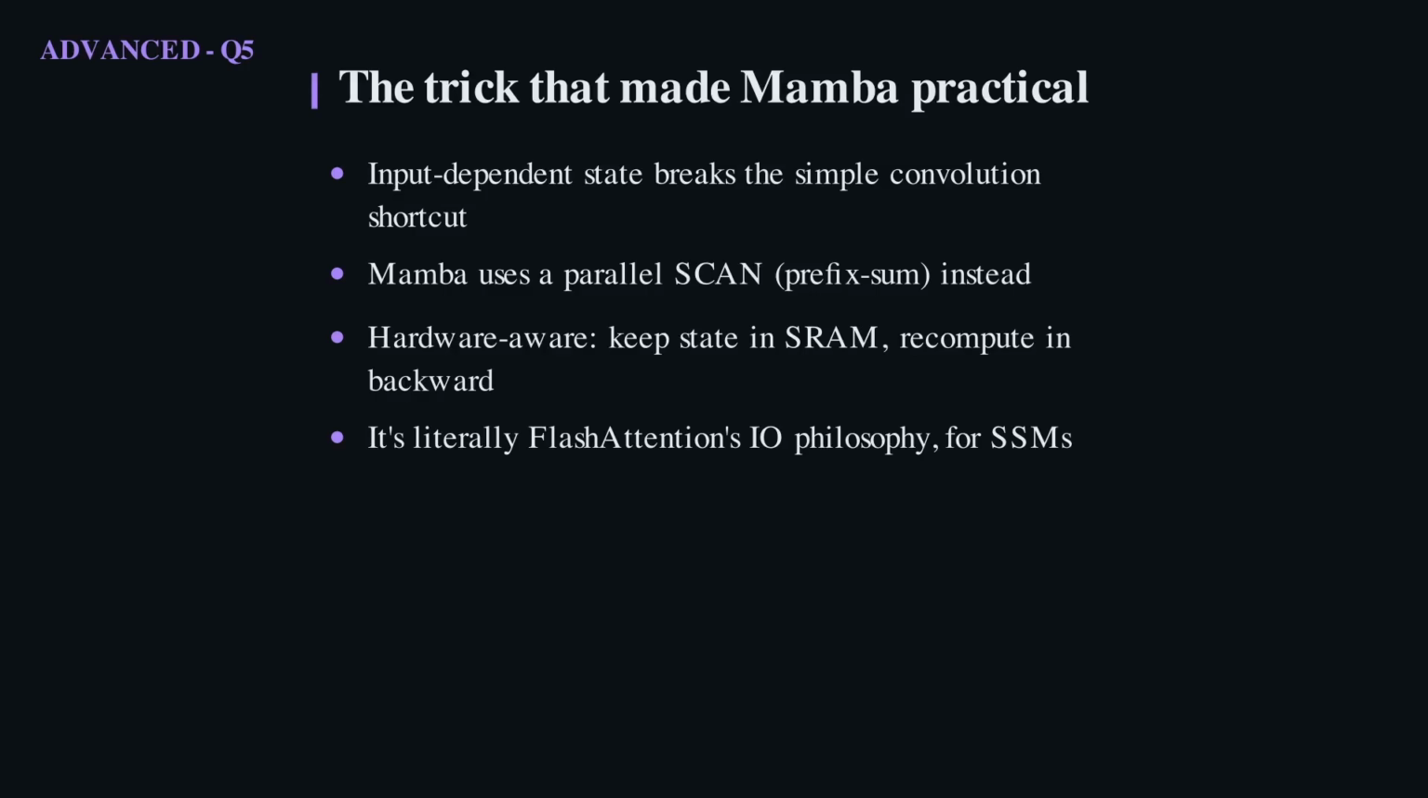Mamba's selectivity, making the state transitions depend on the input, breaks that shortcut. A naive sequential loop over thousands of steps would be hopelessly slow on a GPU. So Gu and Dao reformulated it as a parallel scan, the same prefix sum trick that parallelizes a running total. Then they made it hardware-aware in a way that should sound familiar. Keep the state in fast SRAM, fuse the operations, and recompute in the backward pass instead of storing.